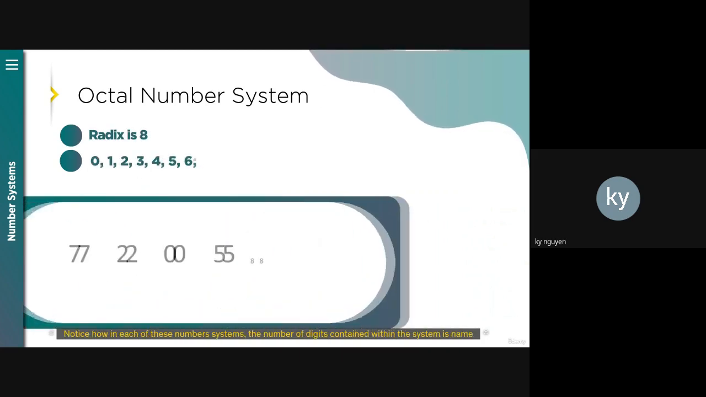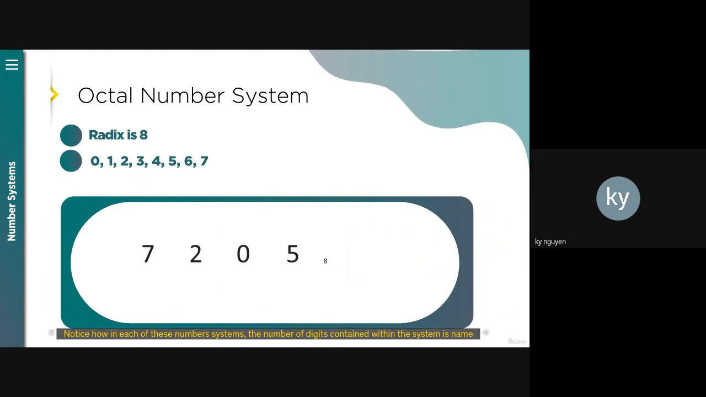Octal number system. Octal number system radix is 8. Notice how in each of these number systems the number of digits contained within the system is the name of the system. Base 2 has 2 digits, base 8 has 8 digits, and so on. Just remember that each system starts counting with 0.